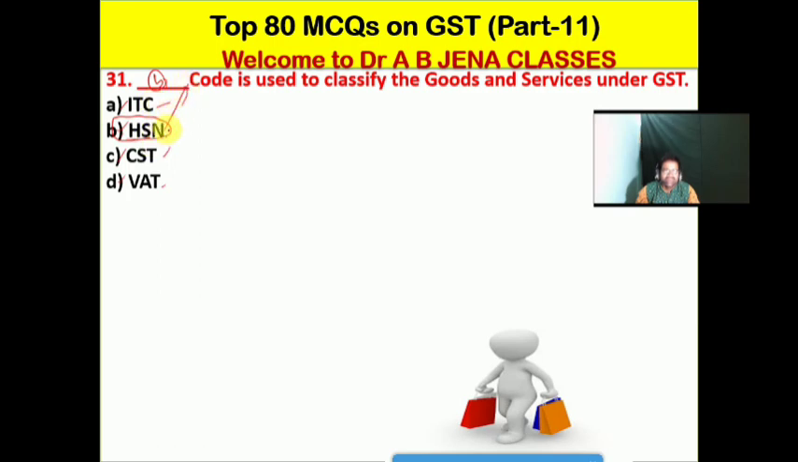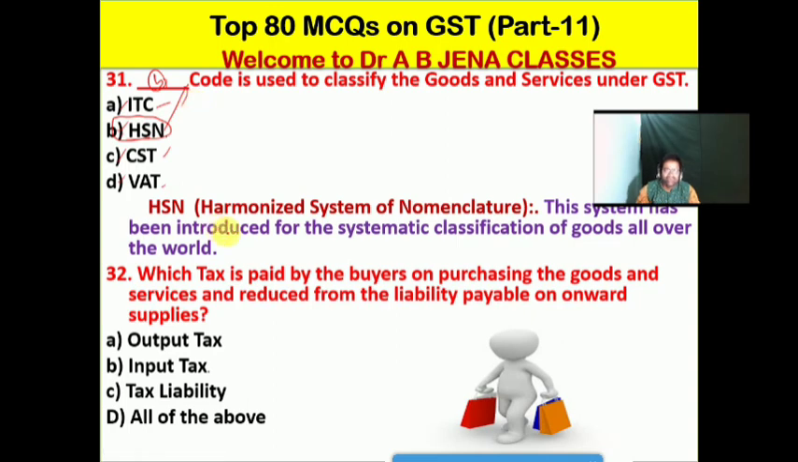It means the HSN code is used to classify the goods and services under the GST law. Let us see what this HSN is. It stands for Harmonized System of Nomenclature. This system has been introduced for the systematic classification of goods all over the world. So that is the meaning and full form of HSN.